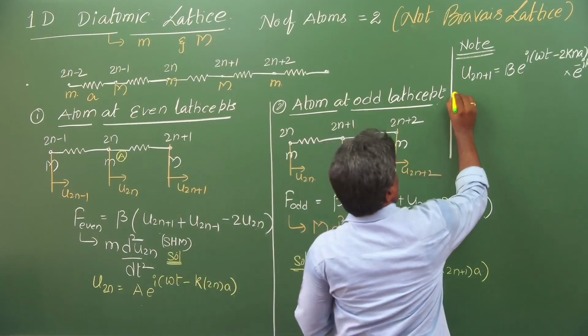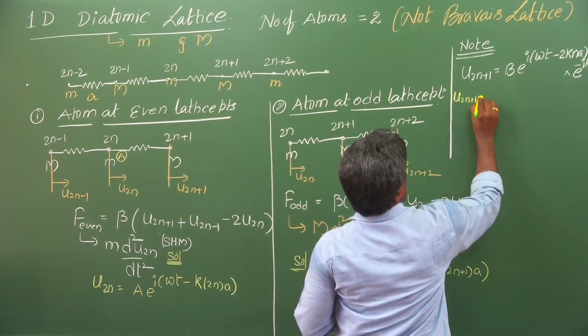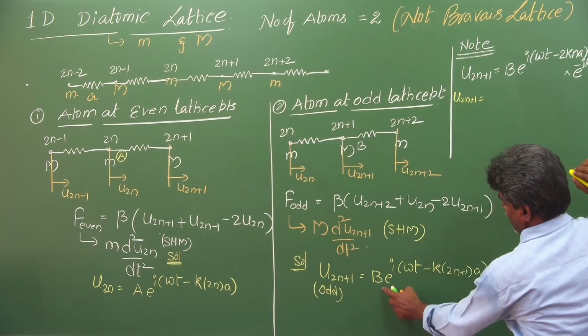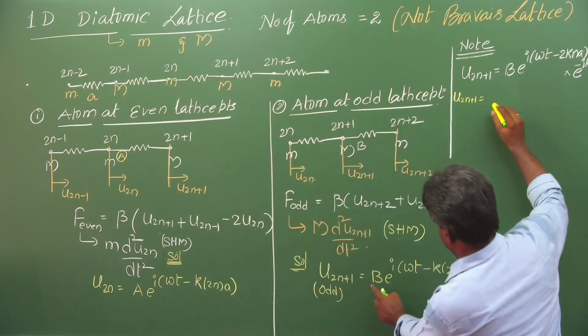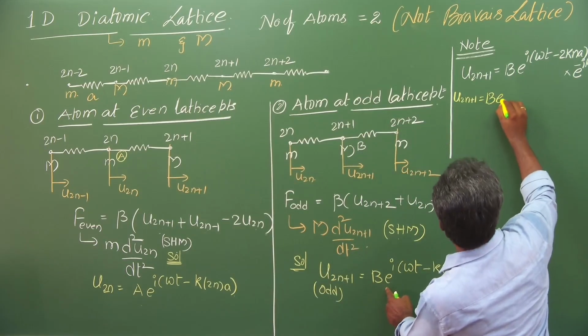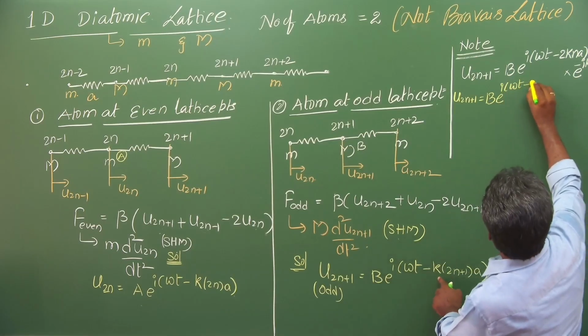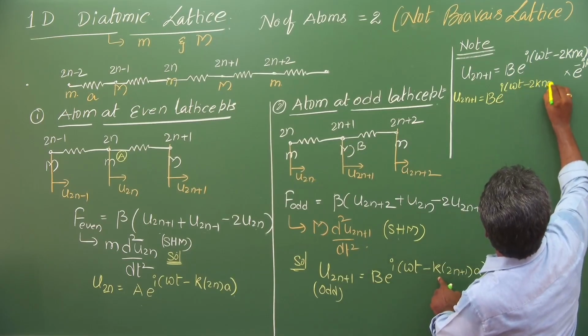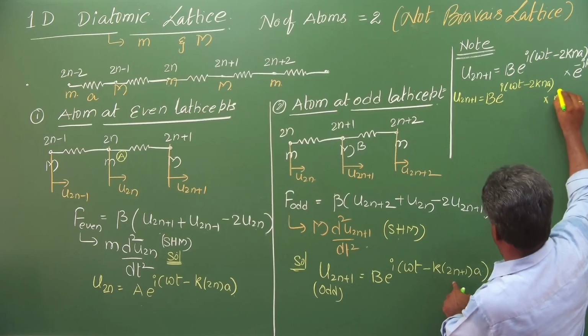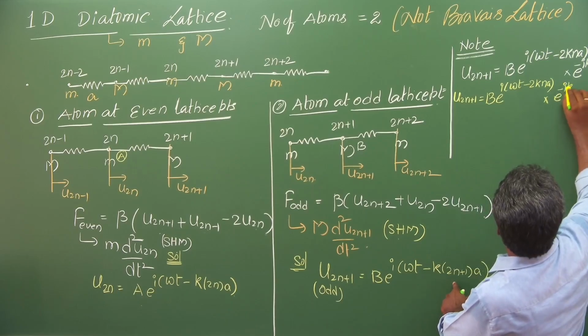Once again, u 2n plus 1 equal to this one. Now please write B e raised to i omega t minus 2 k n a into e raised to minus i k a.